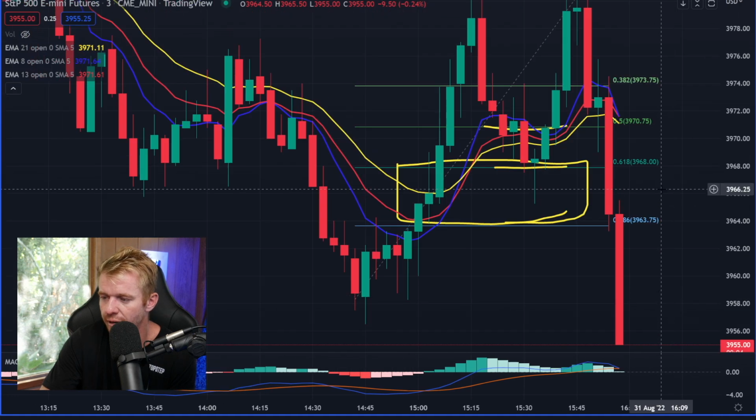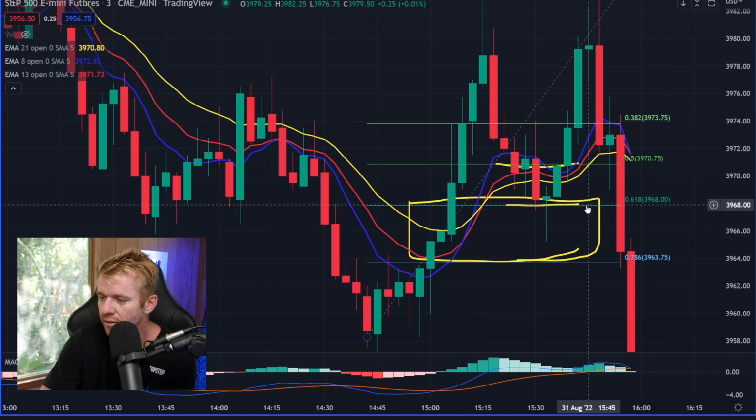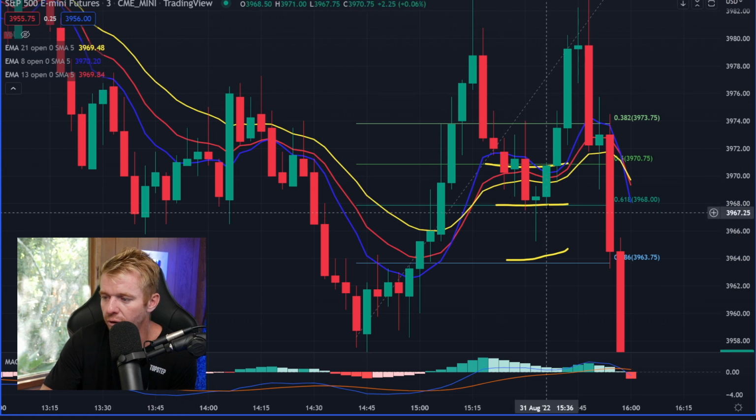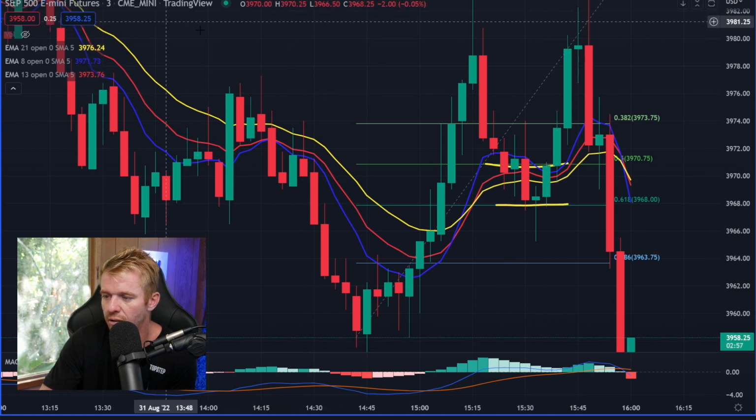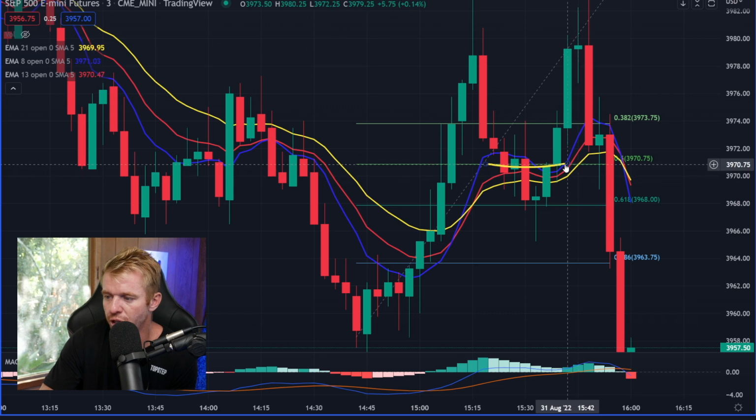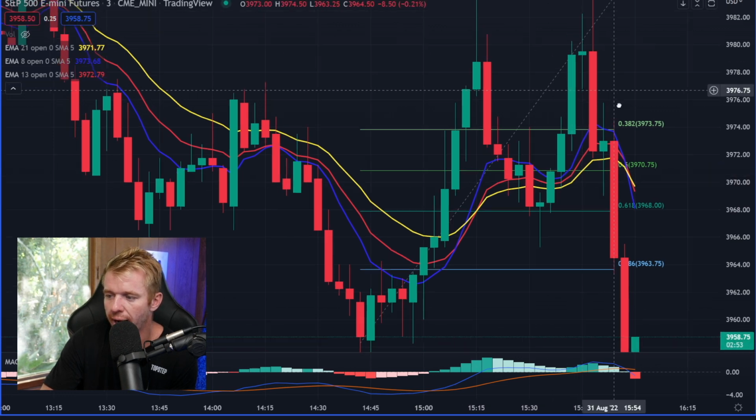Oh my gosh, the market's literally getting murdered right now, but that's beside the point. A lot of stuff on this chart.